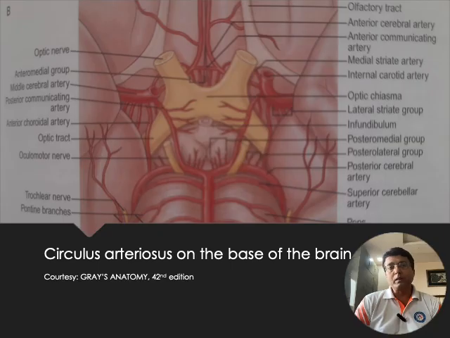So you can see that the Circle of Willis surrounds the optic chiasm, infundibulum and the mammillary body. This is the infundibulum and the mammillary body. Those are vital structures, and they are within the subarachnoid space.